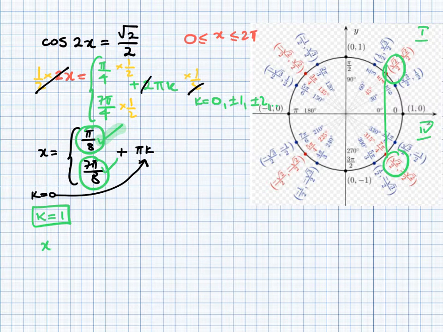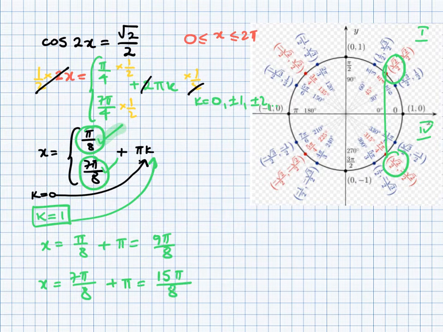So x is going to be equal to pi over 8 plus k, substitute, it's plus pi. So it's going to give us 9 pi over 8. Another one, x is 7 pi over 8, which we are going to take from here. So here, and then plus pi, it will give us 8 over 8. 8 and 7, is it 15? Yep, I think so. 15 pi over 8.